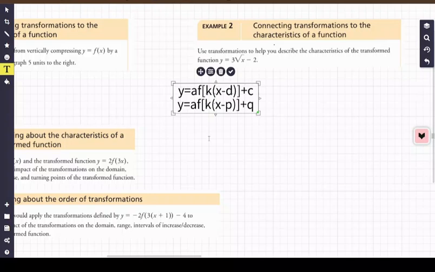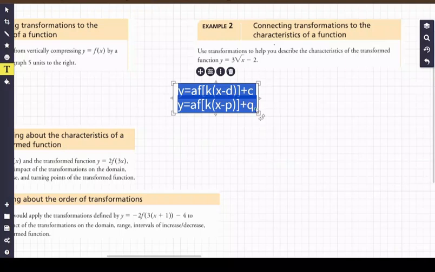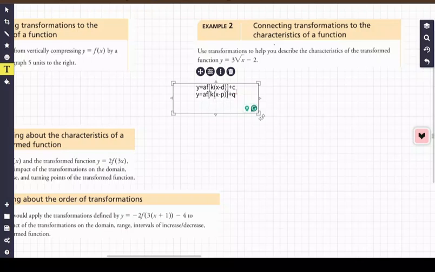So in this one we have parameters. We have changeable factors that we could input. The parameters k and d affect the x coordinates of each point on the parent function. Meanwhile, a and c affect the y coordinates of each point on the parent function.